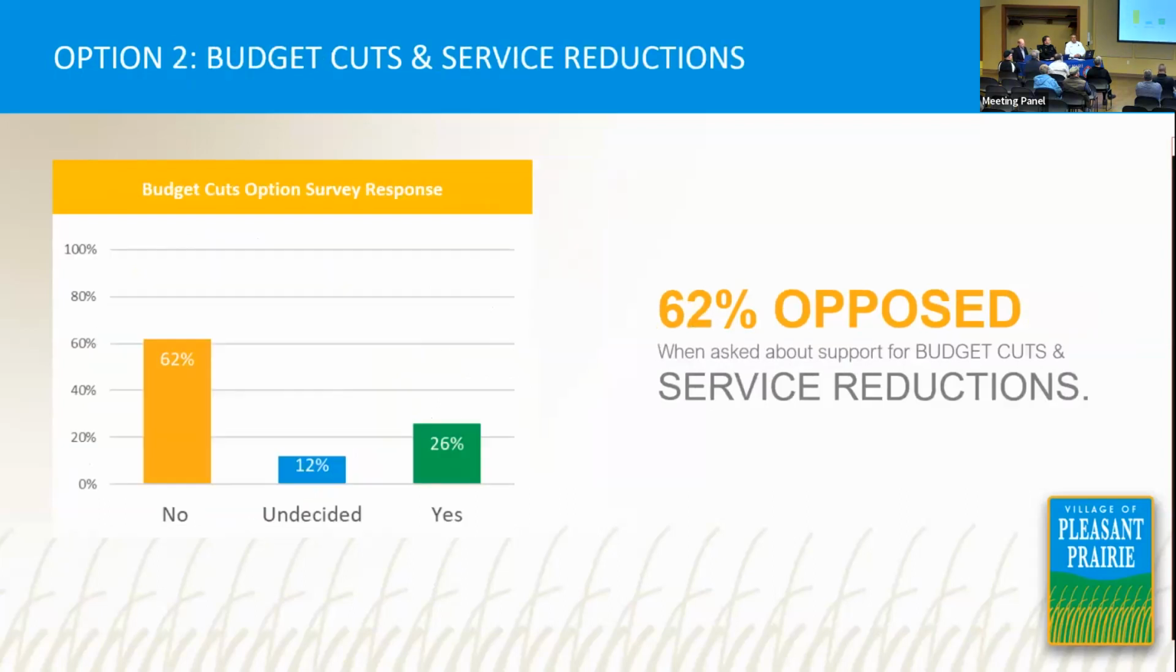With regard to budget cuts and service level reductions, 62% opposed, which would also lead to the conclusion that the village explore additional funding sources to maintain the current level of fire and rescue and police services, rather than reducing services to balance the budget.